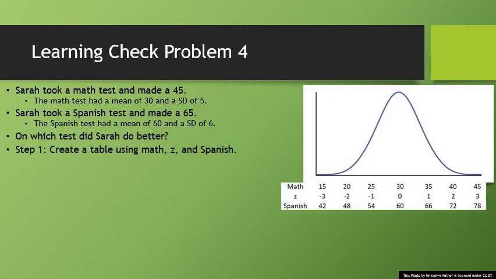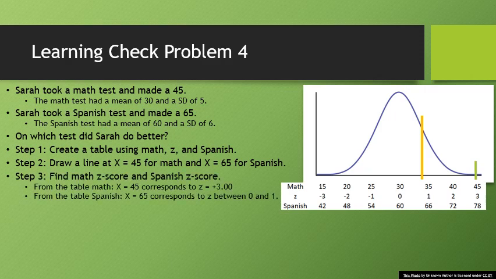Step 1, create the table using math, z-scores, and Spanish scores. Step 2, draw a line at x equals 45 for math and x equals 65 for Spanish. Notice 65 is not on the table, on the row for Spanish, but you could estimate where it would be. Finally, you need to find the z-scores. Well, you can read off the table that x equals 45 for math is a z-score of 3, and x equals 65 is going to be a z-score somewhere between 0 and 1.